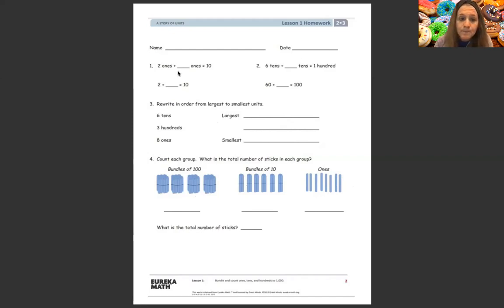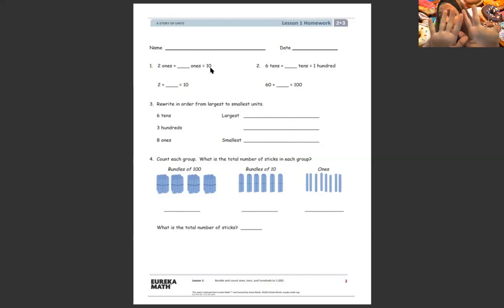Let's look up here. 2 ones plus blank ones equals 10. Okay, so what we're basically doing here is we're trying to get to the number 10. And we know that we have 2 plus how many equals 10. Now there's a couple different ways that we can solve this. I'm going to show you a couple different ways. Obviously, we all have 10 fingers.